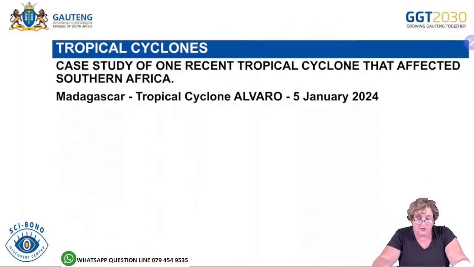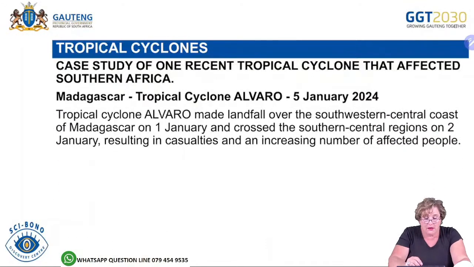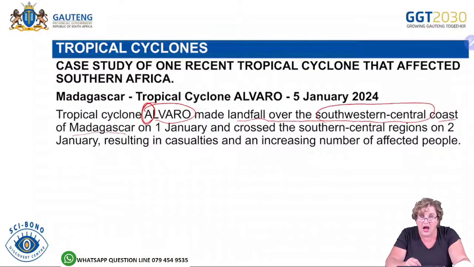I'm going to show you now a tropical cyclone on the 5th of January this year, which was Tropical Cyclone Alvaro. He approached Madagascar, just to show you that we're not talking nonsense. Tropical Cyclone Alvaro, the first tropical cyclone for the season, made landfall over the southwestern central coast of Madagascar. You all know Madagascar is an island east of South Africa, and he made that approach on the 1st of January, New Year. And it crossed the southern central region on the 2nd of January.